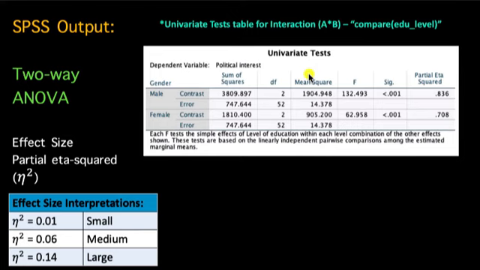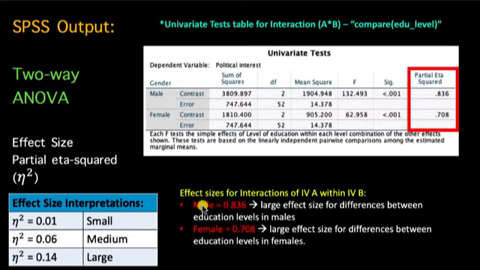So this univariate test came from comparing education levels within gender. So our effect sizes are listed on the right-hand side of the table. And we can say for the male row, right, our effect size was 0.836. This would be interpreted as a large effect size just based on the value that's provided. Okay, and we have a large effect size for differences between education levels in males.